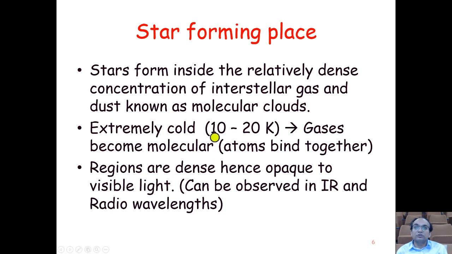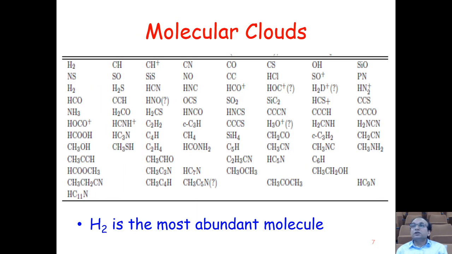This is extremely cold. At a temperature of 10 to 20 degrees Kelvin, the gas becomes molecular, that is atoms bind together, and the regions are dense, hence opaque to visible light. So we cannot see these dense regions with our naked eye. We can observe them in the near infrared and radio wavelengths because of their low temperature. These are a few molecular clouds that exist in our universe. The most abundant is molecular hydrogen, H2, and another one, CO, is also available in the universe.